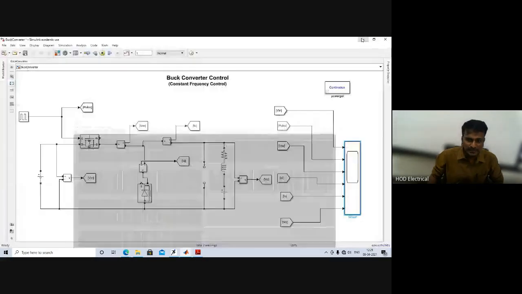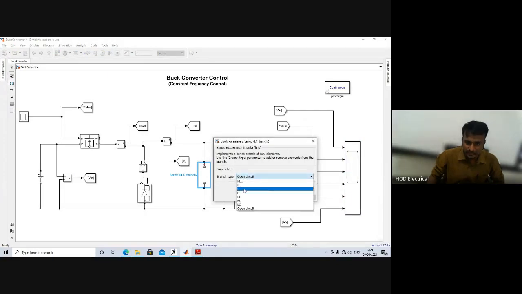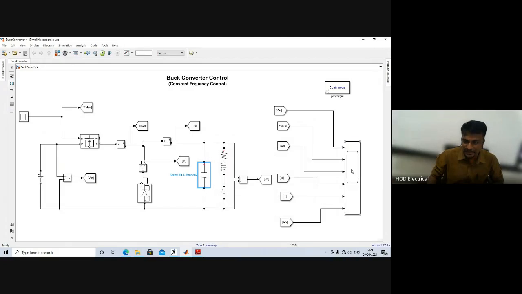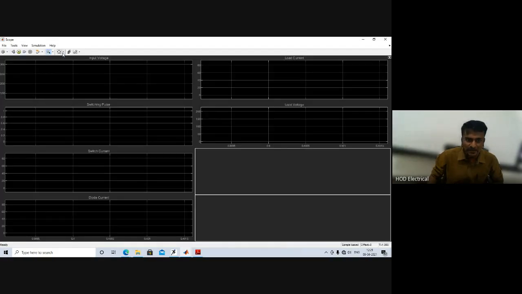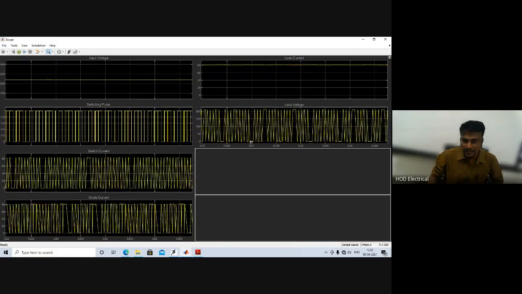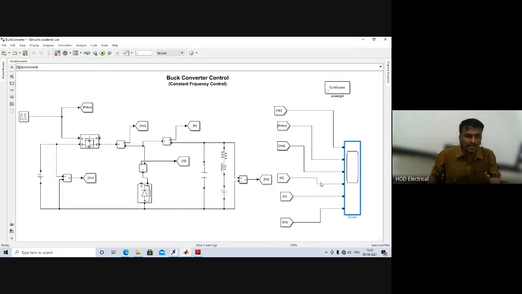Now one more thing: if I connect a capacitor here instead of an open circuit, previously the output voltage had some discontinuity. The output voltage will have discontinuity. If we want to connect a DC motor, I have to make this output voltage ripple free and constant.